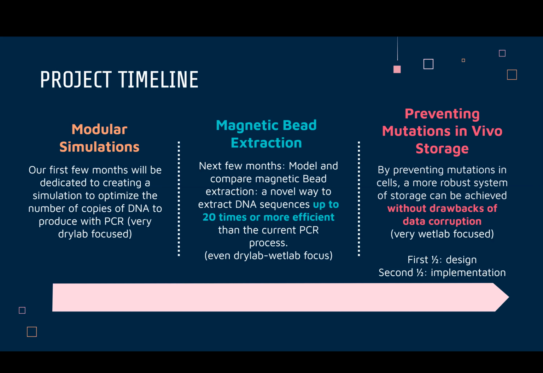Following this will be the magnetic bead extractions aspect of the project. Here we'll be modeling and comparing magnetic bead extractions and the method to PCR. This is extremely exciting because it's a novel method to extract DNA samples from a single strand, and its potential is perhaps being 20 times more efficient than the current PCR method.